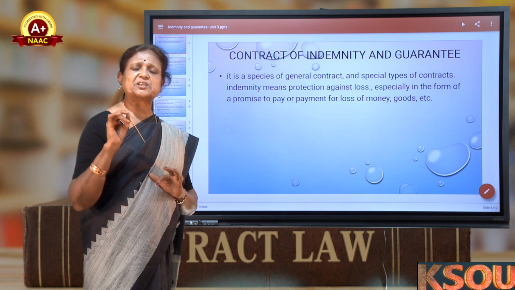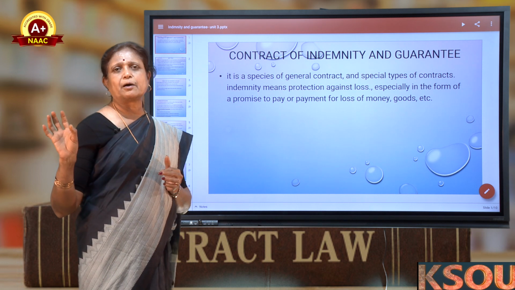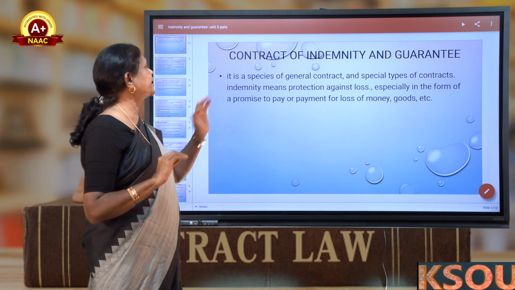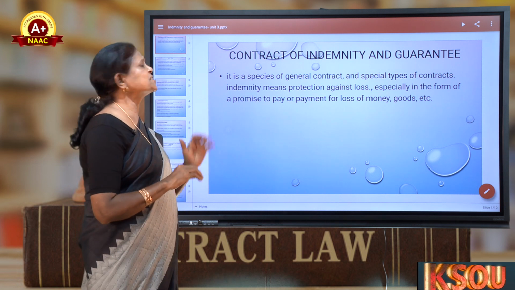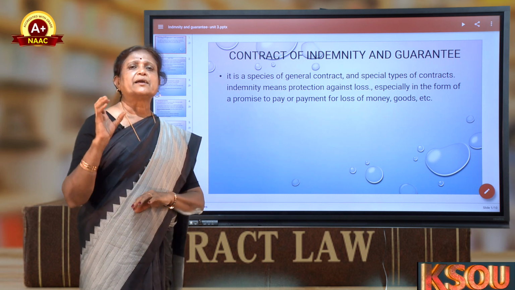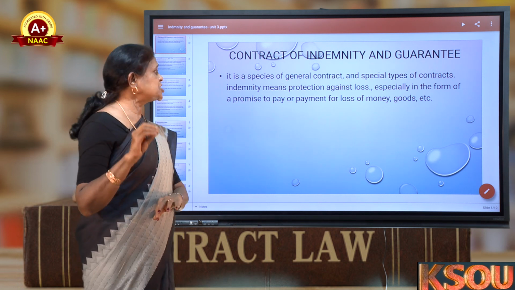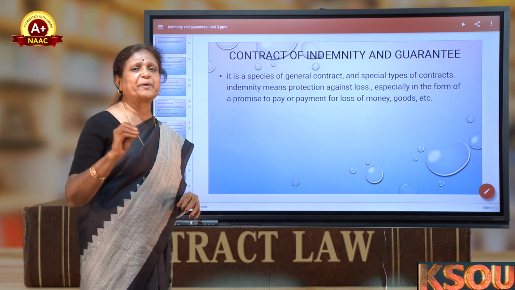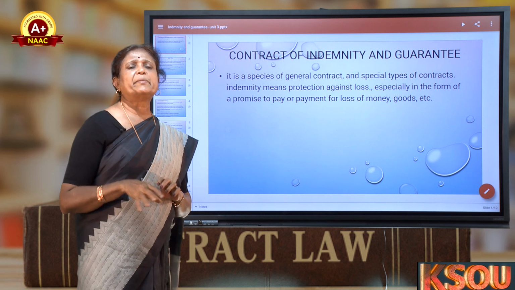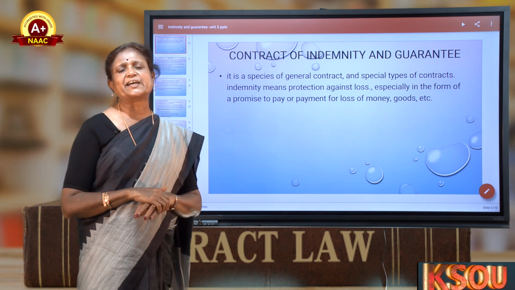But what does section 10 say? Competency of the parties, lawful consideration, lawful object, and free consent must all be present in the contract of indemnity also. Only because it is a special type of contract, the change in indemnity is that a person can be compensated if he has suffered any loss, especially in the form of a promise to pay. That means if a person suffered a loss and the other person promised to make good the loss, it is an example of a contingent contract, which we studied in the last slides.